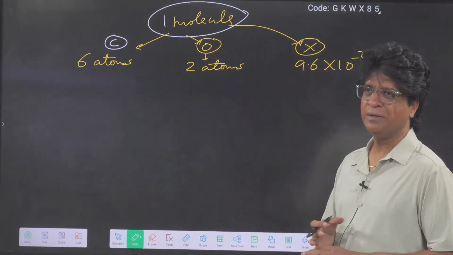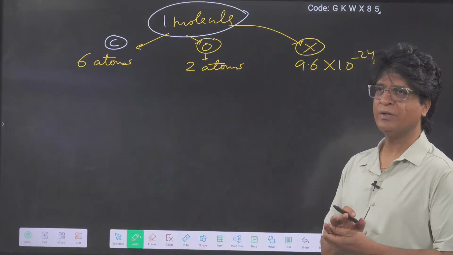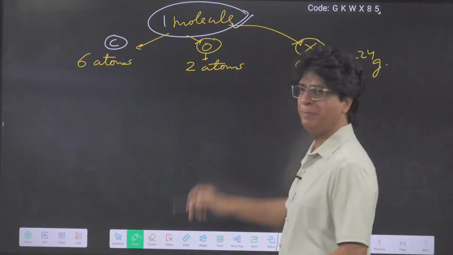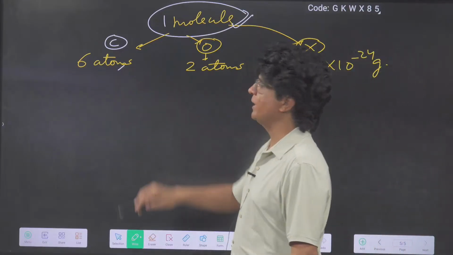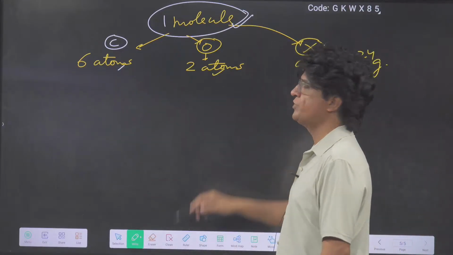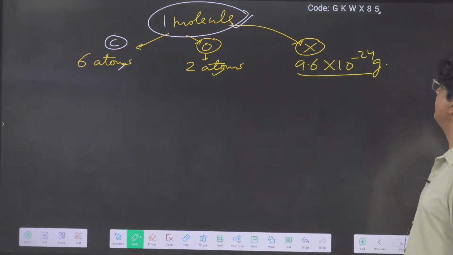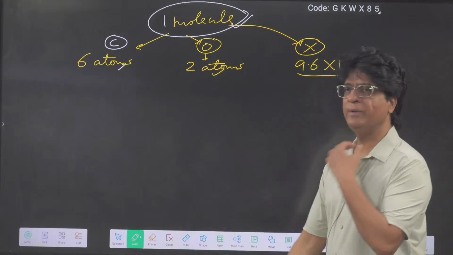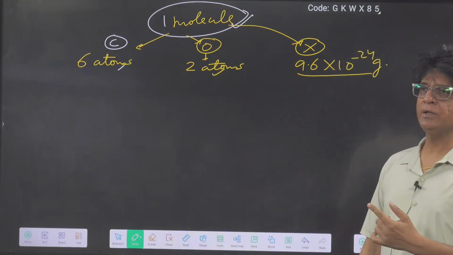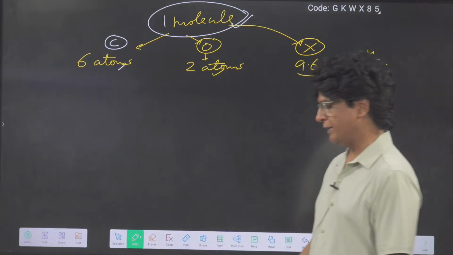Can you find the molecular weight of this molecule? I repeat my question. There is one molecule which contains 6 carbon atoms, 2 oxygen atoms, and 9.6 into 10 to the power of minus 24 gram of an element X. Can you tell me the molecular weight of this molecule? It's a simple but a good question. Try it out.